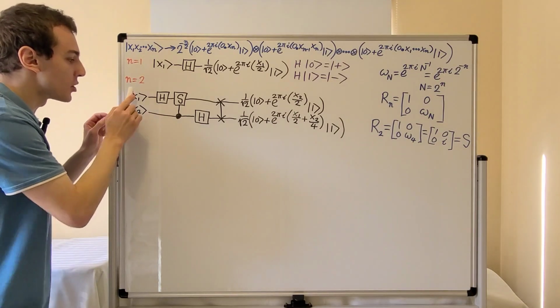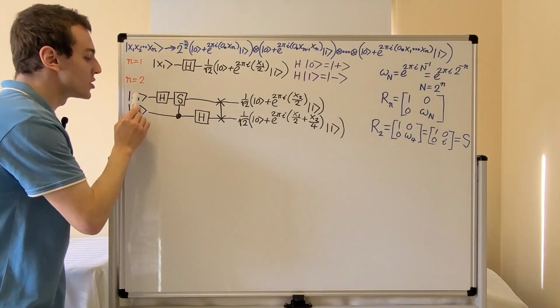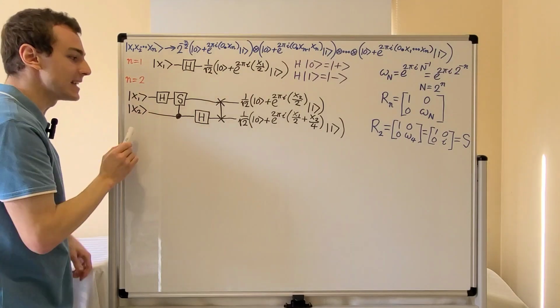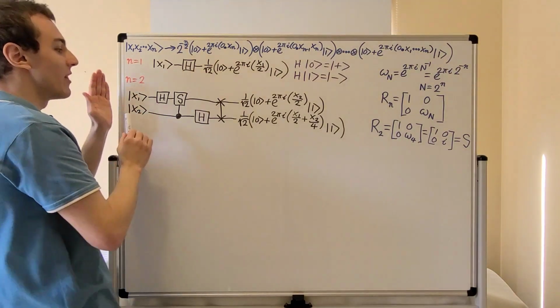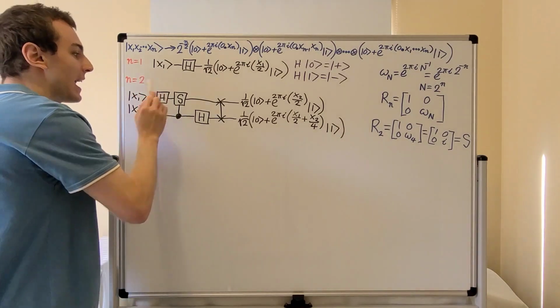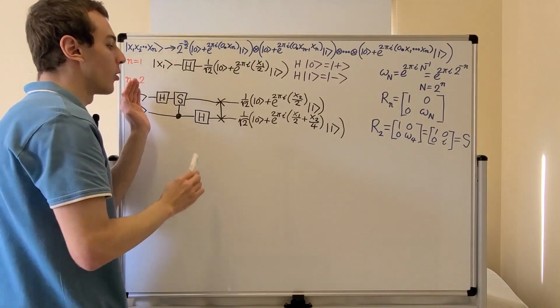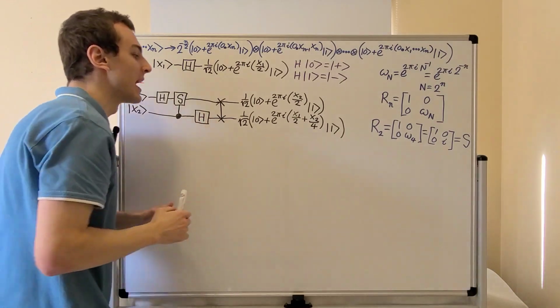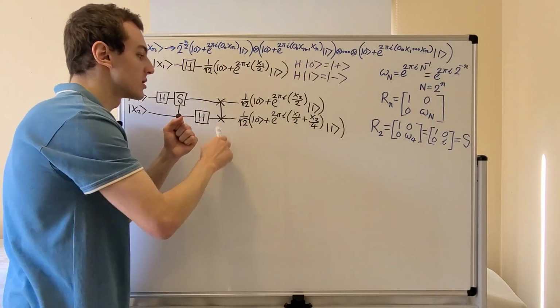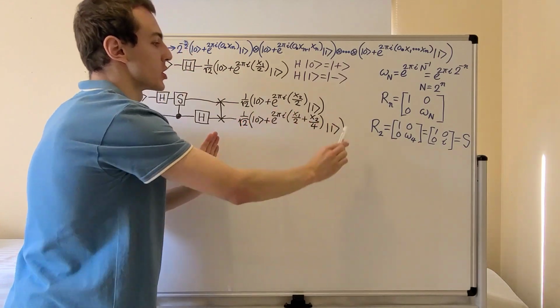So the values of these bits determine the computational basis state that is the input. That's what we're initializing this as. And then we're going to act with a Hadamard and a controlled S on this first qubit. And then on the second qubit, we're just going to act with this Hadamard. And then we're going to swap the order using the swap gate, and that's going to give us this expression.